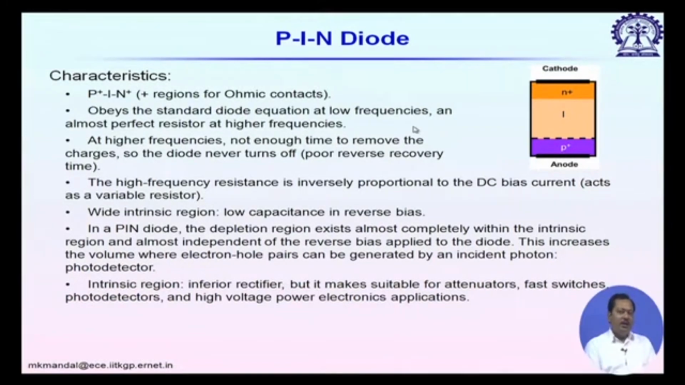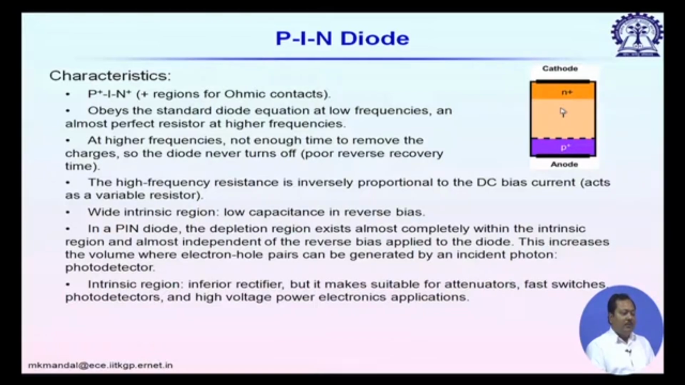Next is the PIN diode. As this diagram shows, it is a P plus I N plus structure. I represents the intrinsic layer. Usually its resistance is very high, since we are not using any doping. Now, since we have P plus and N plus, the depletion region extends deep inside the intrinsic region, whereas inside the P plus region or N plus region, the thickness of the depletion region is very narrow.